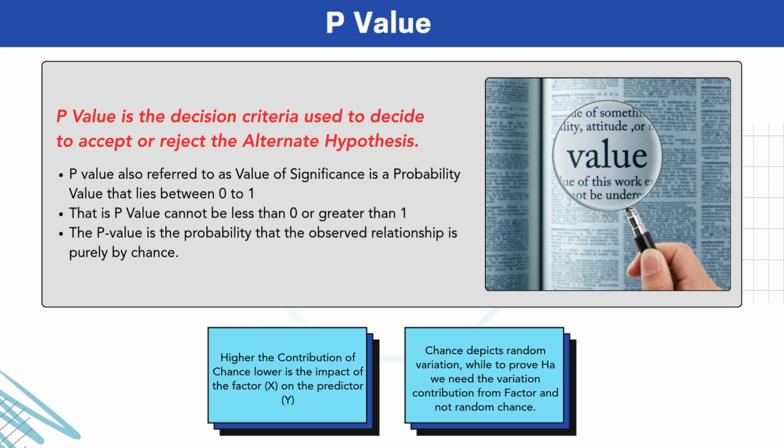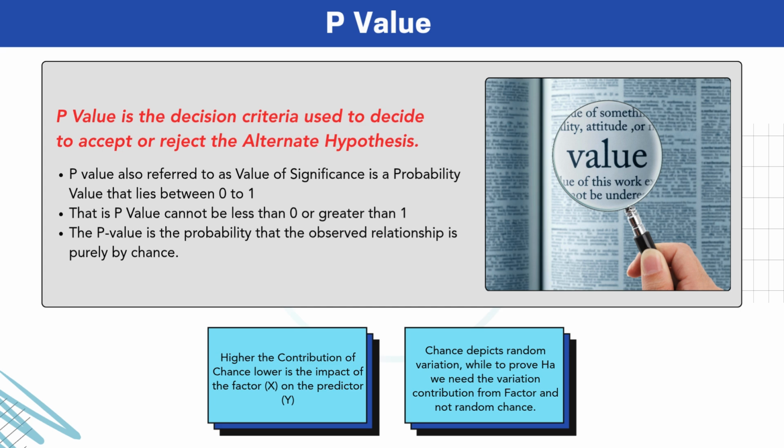2. Chance depicts random variation. In order to prove the alternate hypothesis, HA, we must demonstrate that the variation we're seeing is not due to chance, but rather due to the effect of the factor, X. That's why a low p-value gives us confidence to say, yes, this factor matters.